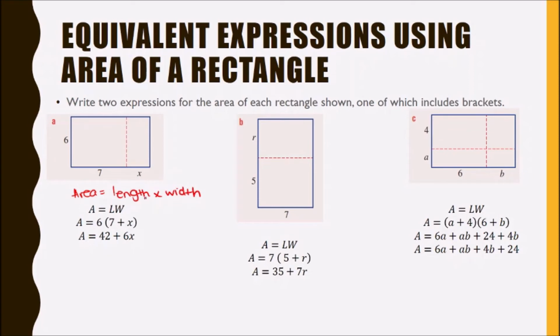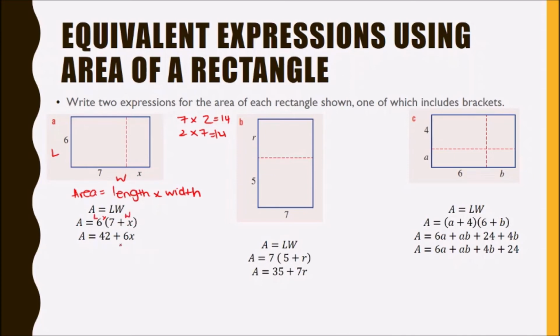It doesn't matter if I do width times length, because it's like saying 7 times 2 is the same as 2 times 7. They both equal 14. That's why length times width is still the same as width times length. So area equals, let's say this is the length and this is the width, length, which is 6, times the width. Now the width you've had to add both 7 and x. So 7 plus x, that's the width.